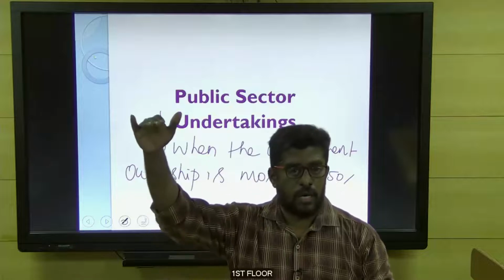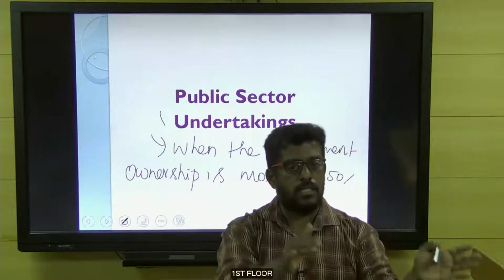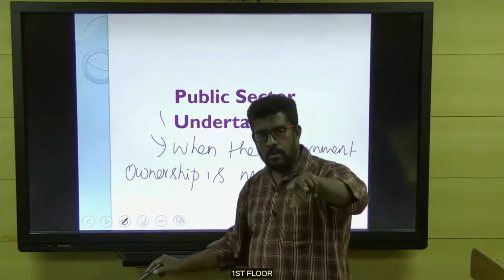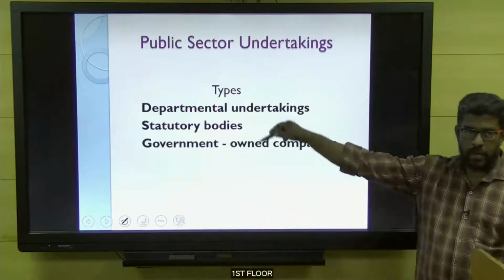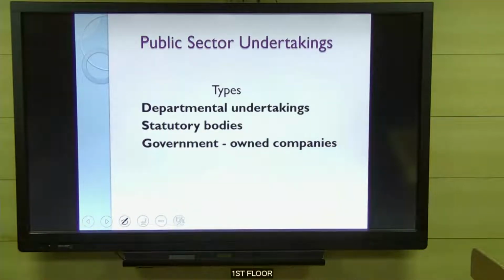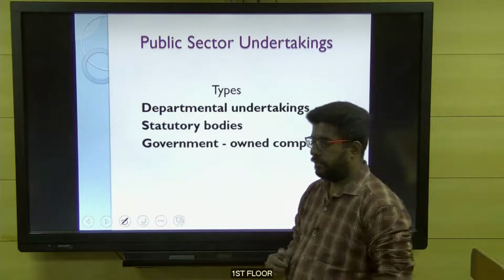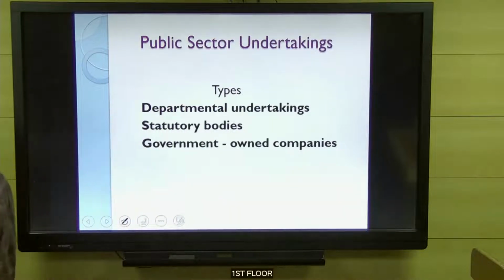Apart from this, we also have certain autonomous bodies, but autonomous bodies are not doing commercial functions. I am going to explain only the commercial entities. Kindly copy all three, then I'll explain one by one: departmental undertakings, statutory bodies, and government-owned companies. Today's class, we'll finish by learning about these three.